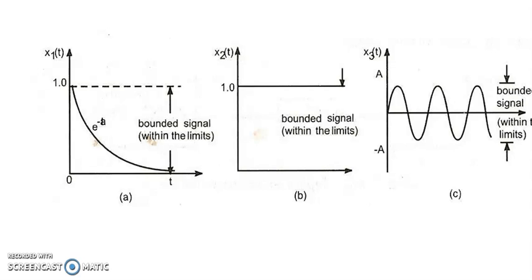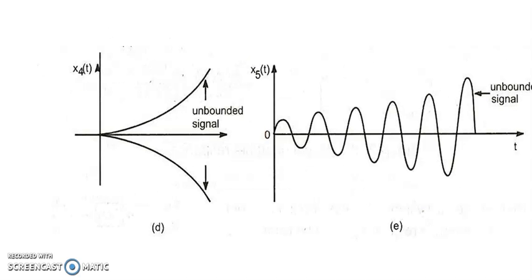Likewise, supposing I have a signal x2(t), it is bounded, so it has a value 1. Similarly, supposing I have a signal x3(t), even though it's a sine wave oscillating in different directions, it is bounded within the bounds minus a and a. On the other hand, if I show a signal x4(t), this is exponentially increasing or exponentially decreasing, going up to either plus infinity or minus infinity. So this is an unbounded signal.